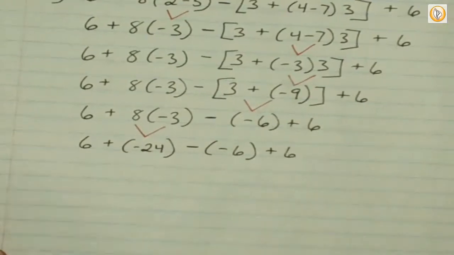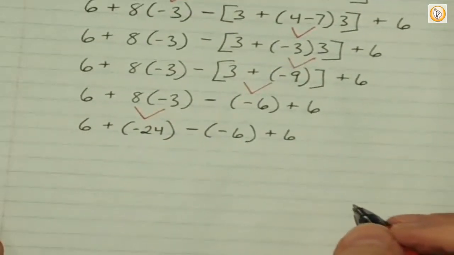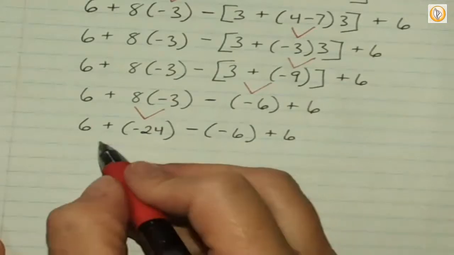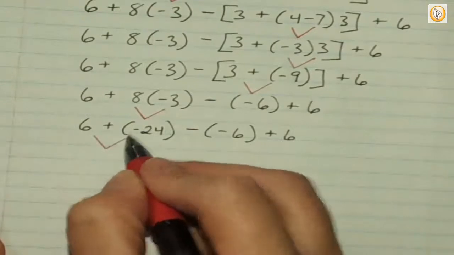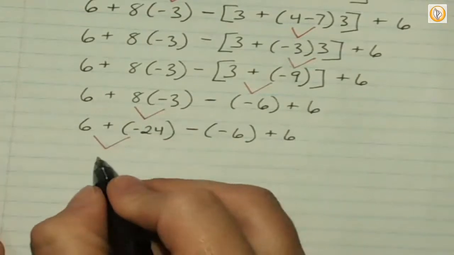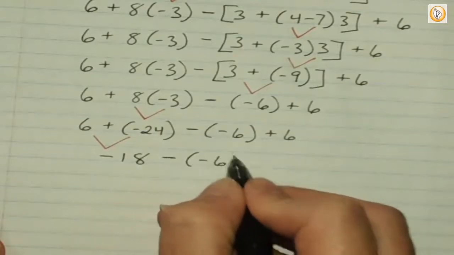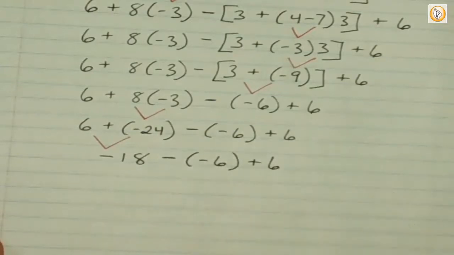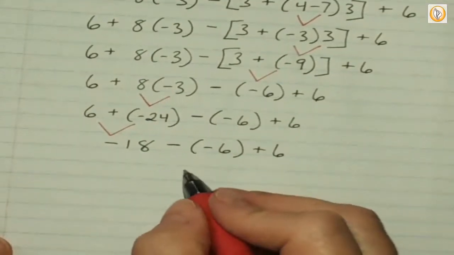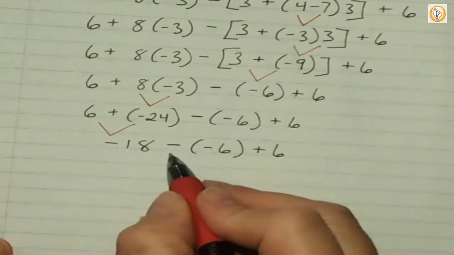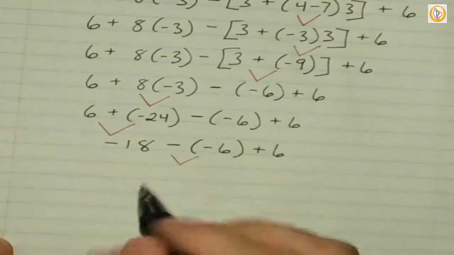Now what can I do? Addition, subtraction. So 6 plus -24. Okay, 6, because everything else is adding and subtracting, so 6 plus -24 is -18, and I'm rewriting my problem. Now what do I do? -18 minus -6. Negative and negative is a positive, so I'm rewriting that.